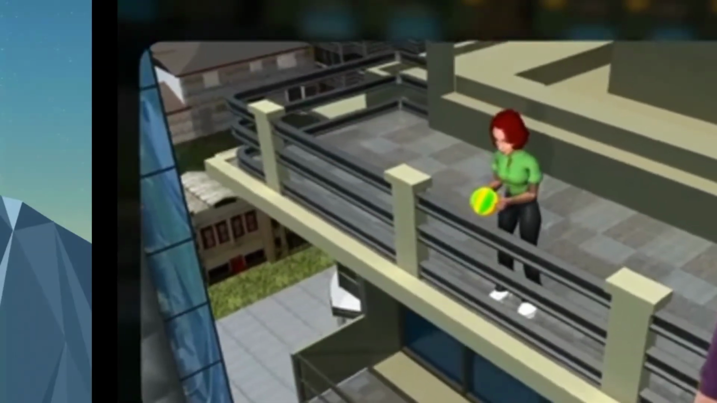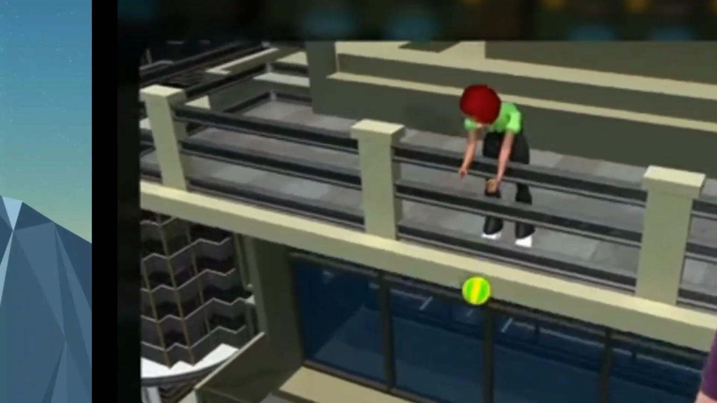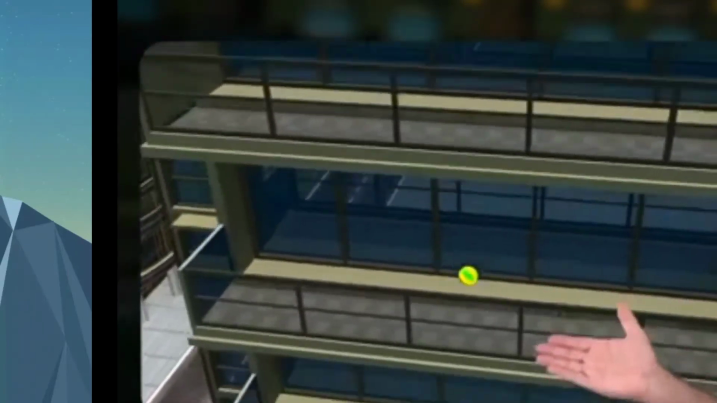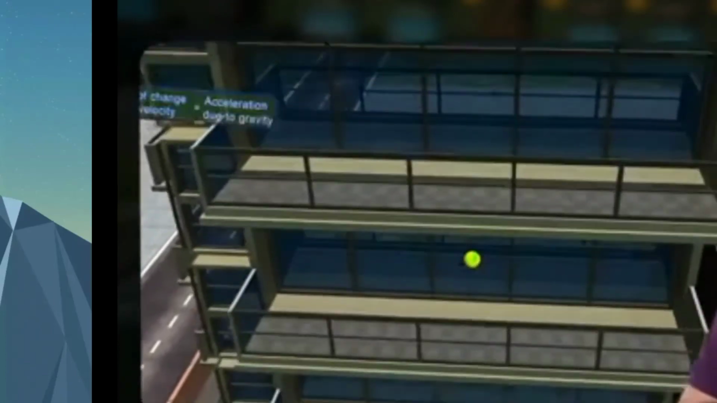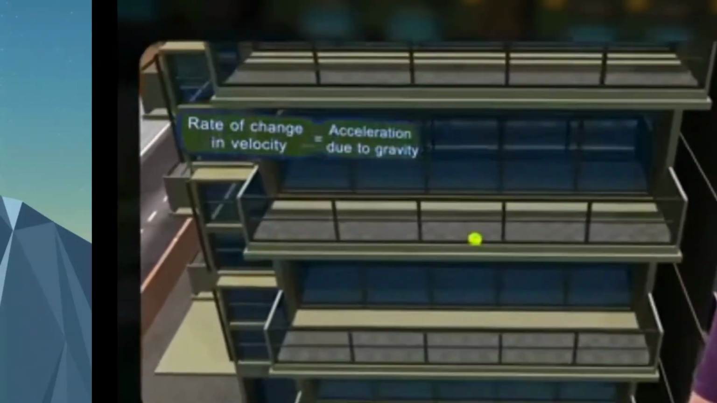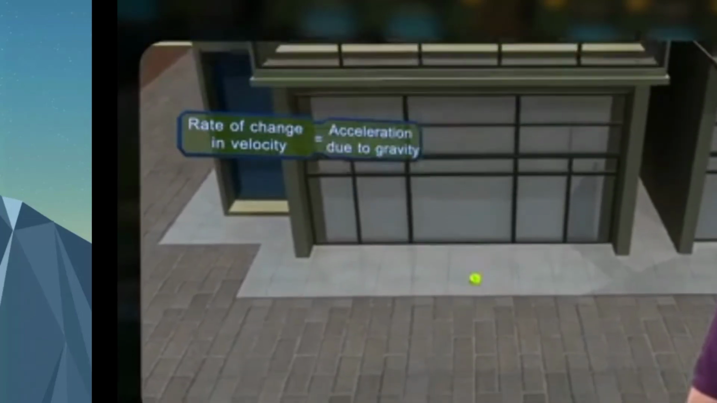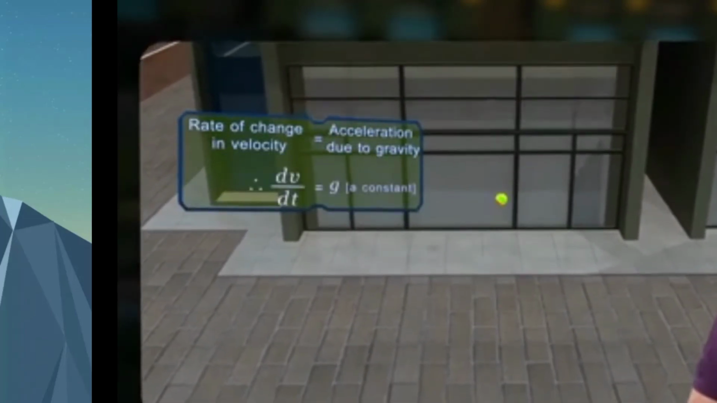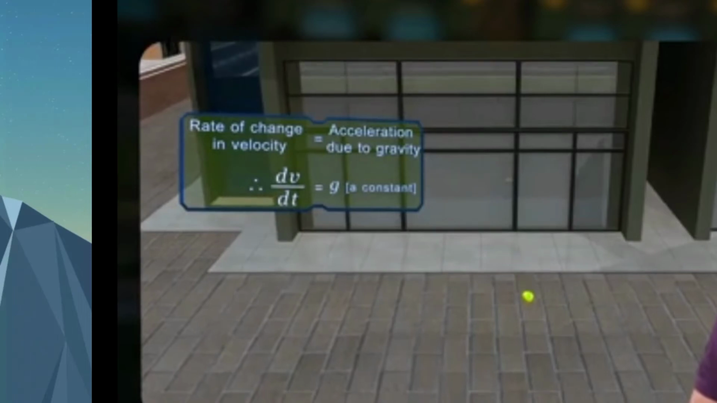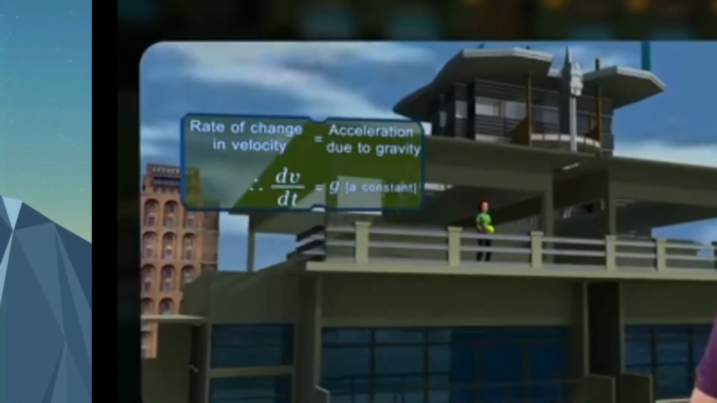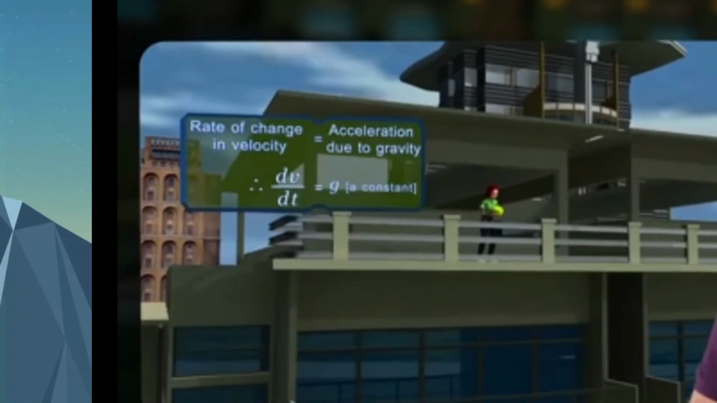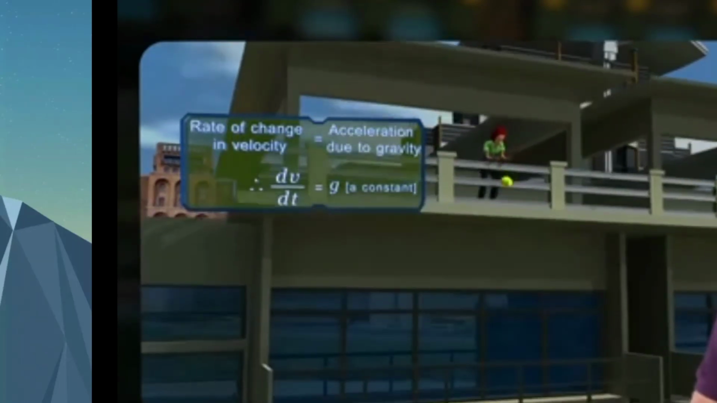We know that the velocity of a body increases with time as it falls vertically downwards. That is, the rate of change in velocity is equal to acceleration due to gravity, which is a constant. That is, dv by dt is equal to g, which is a constant. Here the question is whether we can find an expression which may give us the velocity of the body at a particular time.